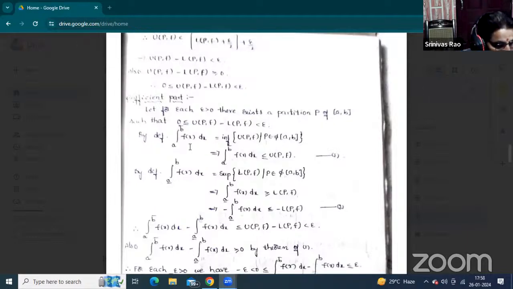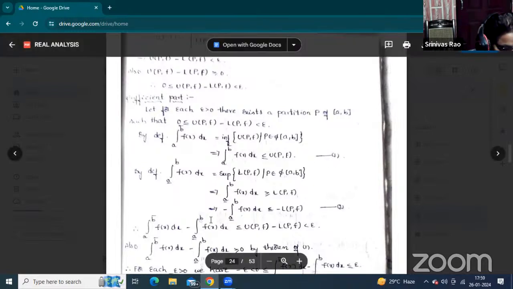Now, by the definition of the upper Riemann integral, the upper integral from a to b of f(x) dx equals the infimum of the upper Riemann sums. Here P is any one of the partitions. From the partition set, we take a partition P, and according to that partition you write the upper Riemann sum, and the infimum of the upper Riemann sums is called the upper Riemann integral. So, comparing the upper Riemann integral and the upper Riemann sum, the upper Riemann integral is always less than or equal to the upper Riemann sum. This is the first equation in the sufficient part.